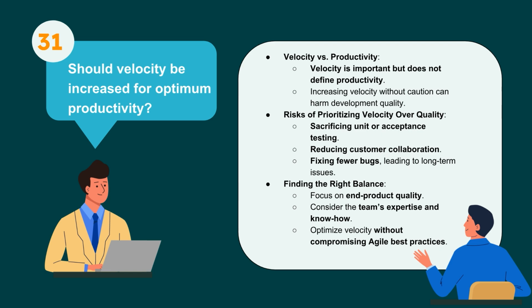If your time is short, a team might sacrifice unit or acceptance testing, reduce customer collaboration, fix fewer bugs, and other important factors required for Agile development and deliverables. While there may be an advantage in doing this at first glance, these things will come back to haunt you down the line. You'll want to try and find your sweet spot over time, which requires focusing on a variety of things that can help or hinder your progress, such as end product quality and the know-how of your team.